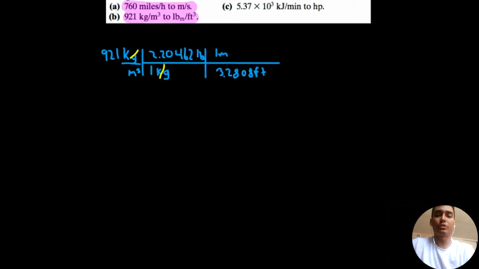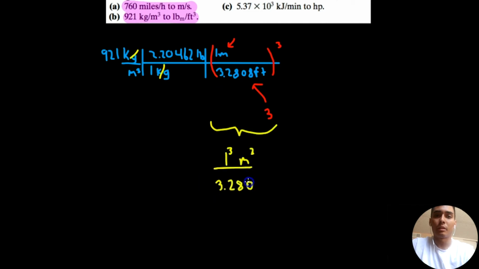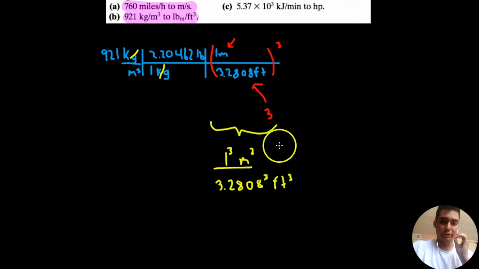Remember, the important thing to understand is you have to raise the entire conversion factor to the power of 3. So that this would give us 1 meter cubed, and this would be 3.2808 cubed feet cubed. So very important. Multiplied to the 3rd power. And if I'm going to write that out, that's going to be 1 cubed, which of course is just 1 meter cubed, over 3.2808 cubed feet cubed. Very important. That's just the way that math works.